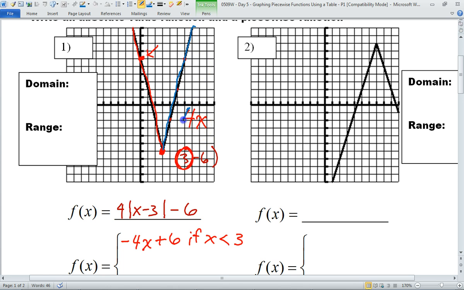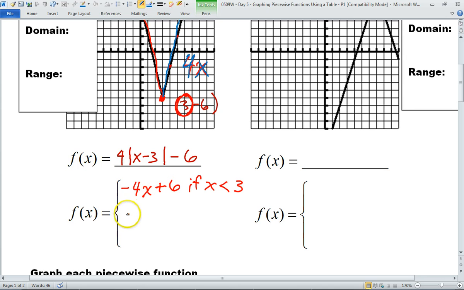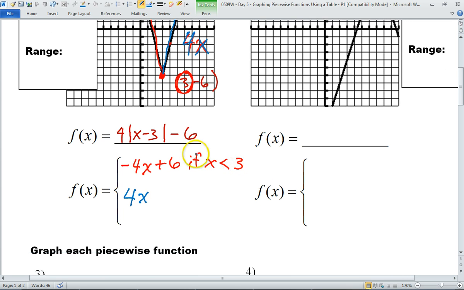Okay, so if the left side of the graph is negative 4x, the right half of the graph is going to be positive 4x. So positive 4x. Now I need the y-intercept. It is not obvious what the y-intercept is, so please watch this very carefully.